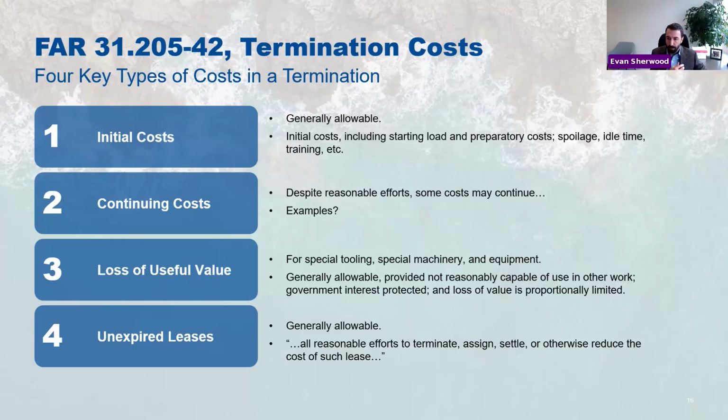This cost principle also talks about loss of useful value. You may have had tooling or special tooling or machinery for that contract that you don't need anymore, or that has very little value to your business. There's a generally accepted accounting principle concept of impairment that comes into play. The point here is if you have lost value in tooling or other capital assets, and it's not reasonably capable of use in other work. If it is, it's a different story, and you still have options for recovering it. But if you've lost value, this cost principle gives you options for pursuing that.